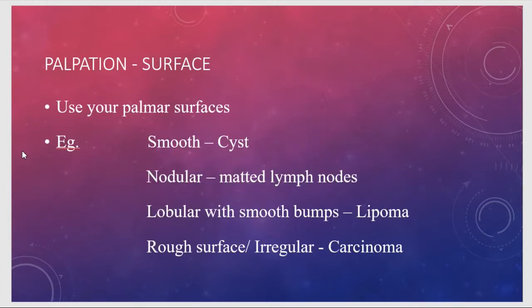Then comes the surface. For assessing the surface of the swelling, we must use our palmar surface. If the surface is smooth, most likely the patient has a cyst. If the surface is nodular, it could be a case of matted lymph nodes. Lobular, with smooth bumps over the swelling, could be a case of lipoma. And finally, if the surface is rough or irregular, it could be a case of carcinoma or malignancy.